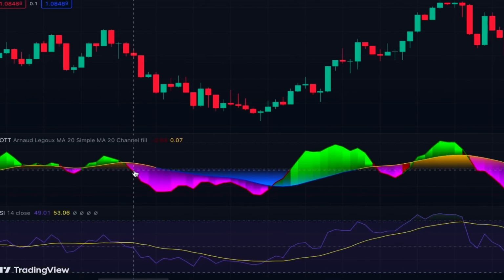For example, here when the SOTT line goes below the center line and it becomes pink, showing strong bearish pressure in the market, when we check RSI, we can see that the RSI line is below the center line, which shows we have greater downside momentum and probably we are in a downtrend, and RSI is not oversold or even near oversold, so we expect that the price will considerably decline more.